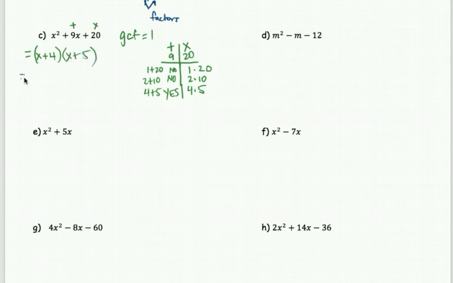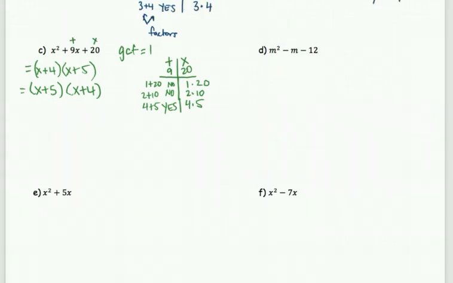I always get asked every year, what if I wrote it this way? Does it matter? Nope, it's still the same. If you decide to write the 5 first and then the 4 in the other bracket, that's okay. All right, on to the next one here.